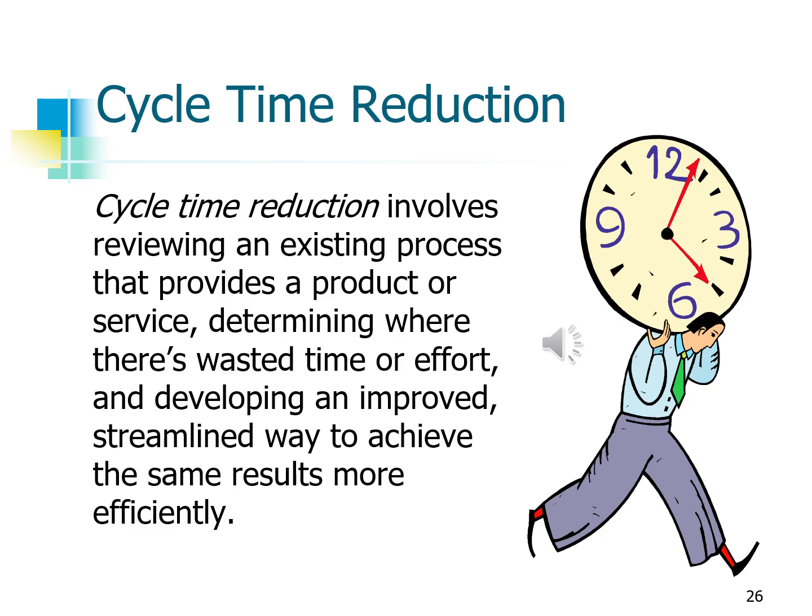Cycle time reduction. Cycle time reduction involves reviewing an existing process that provides a product or service, determining where there's wasted time or effort, and developing an improved, streamlined way to achieve the same results more efficiently. This requires frequent reviews and revisions.